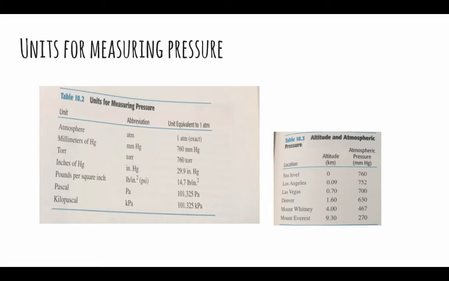So at sea level, the altitude is 0. And this is showing in millimeters mercury. It's 760, which is equivalent to 1 atmosphere. So then you slowly increase in altitude up to Mount Everest, which is 9.3 kilometers. And the atmosphere decreases to 270 millimeters mercury. So as you increase altitude, you decrease in atmospheric pressure. There's just less gas in the atmosphere up at the top of Mount Everest than there is at sea level.